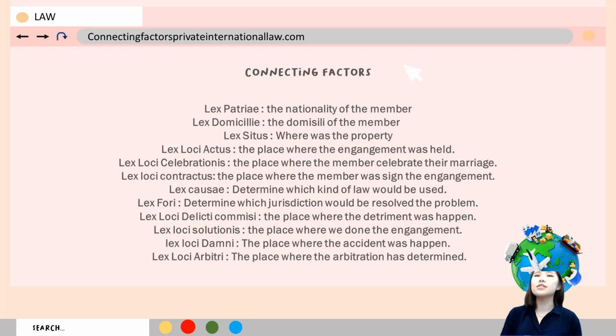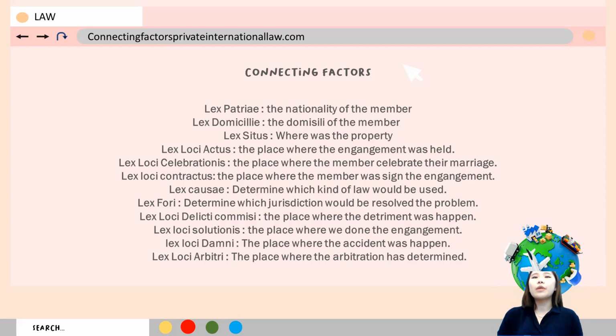Lex loci actus is the place where the engagement was held, while lex loci celebrationis is the place where the members celebrate their marriage. Not recognized, it's actually where their marriage is held. Like lex loci solutionis for contractors, the place where the members sign the engagement. Lex causae determines which kind of law will be used.